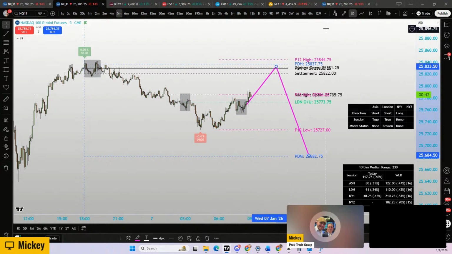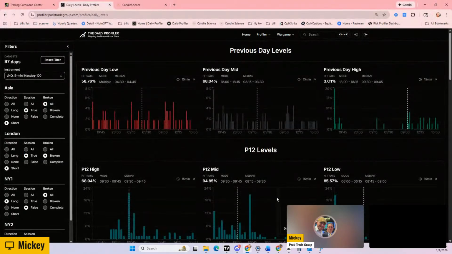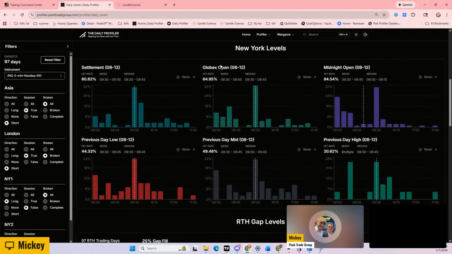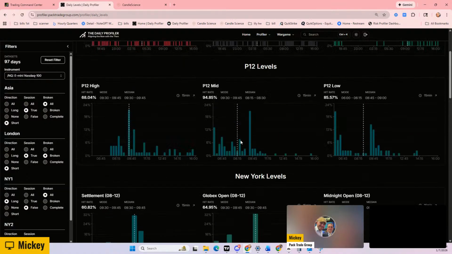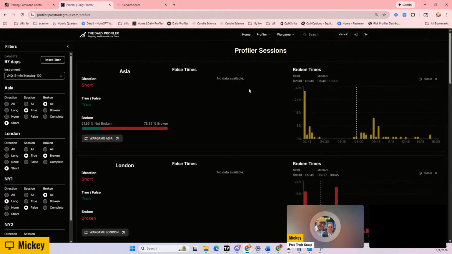But if we look at settlement and Globex open, between 8 and 11 of them getting hit, we can see that Globex open has a 64% probability and primarily getting hit from 9:30 to 9:45. Settlement has a 60%. And then if we look at it by day of the week, we can see it jumps up to 75 when we incorporate settlement fill on a Wednesday, right? With 25% level being at 100, 50% being at 83, 75 and 100 being at 75%. So there's a good likelihood that we do reach up there. All right. So now let's look at the high day, low day, right?